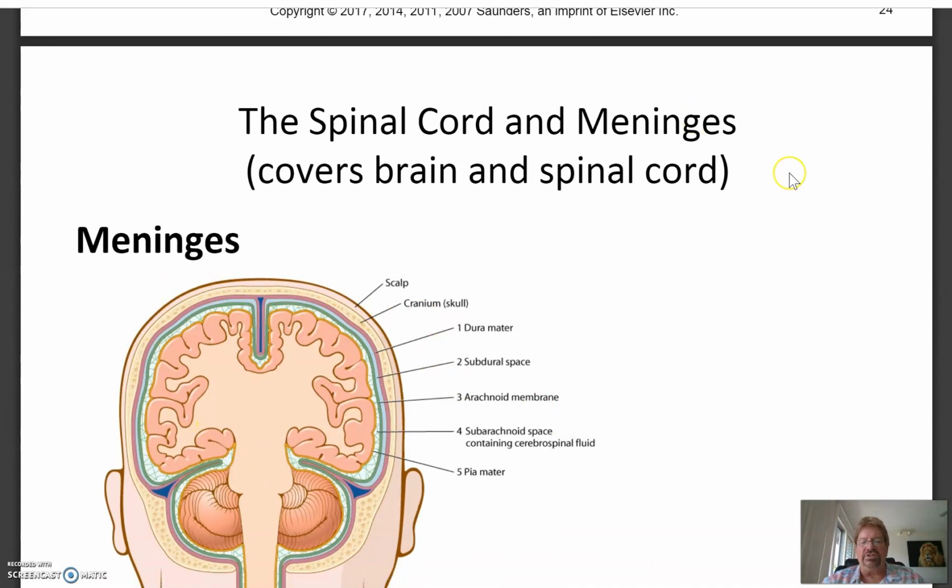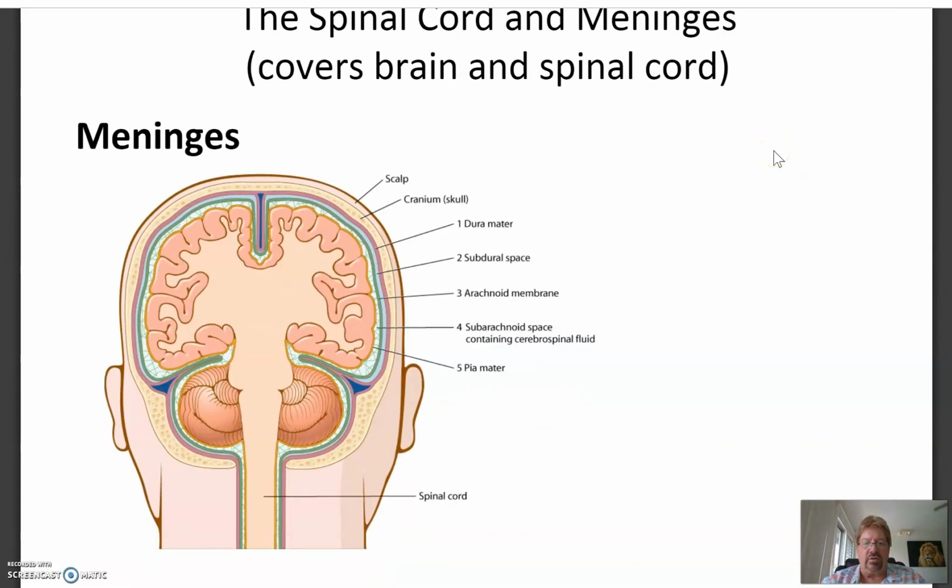Here's a drawing of meninges, those membranes. Again, infection of them is what meningitis is. They cover the brain and the spinal cord. There are 3. The outermost, the thick one, is called the dura mater. The next one is called the arachnoid. And the little delicate internal one is called the pia mater.